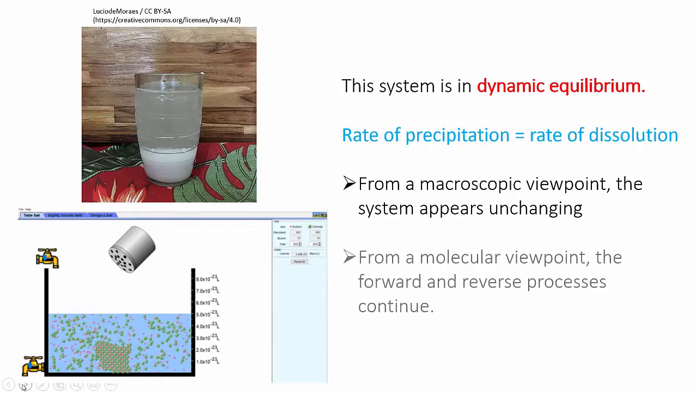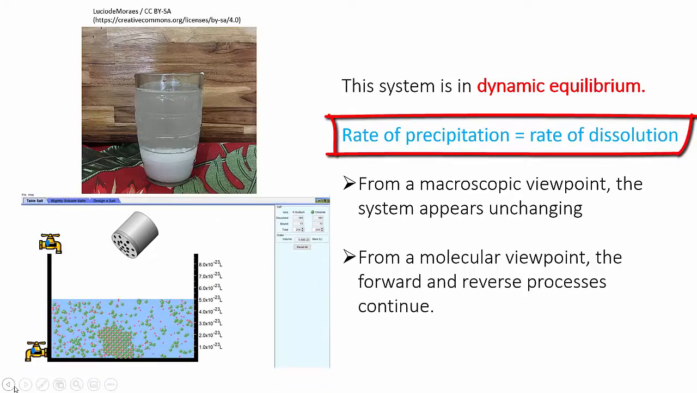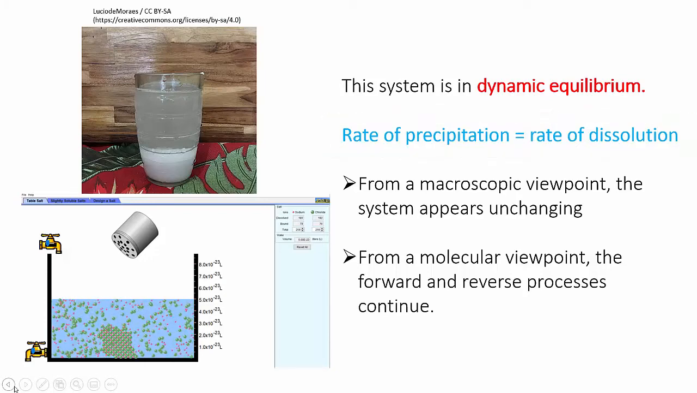But on a molecular level, it's obvious that the separate processes of dissolving and precipitation are continuing with great rapidity. It's just that the two processes are happening at the same rate, so the effect of one cancels out the effect of the other. When these two things are true for a system, the system is in dynamic equilibrium. The processes could be melting and freezing, condensation and evaporation, dissolving and precipitating, or the forward and reverse directions of a chemical equilibrium.